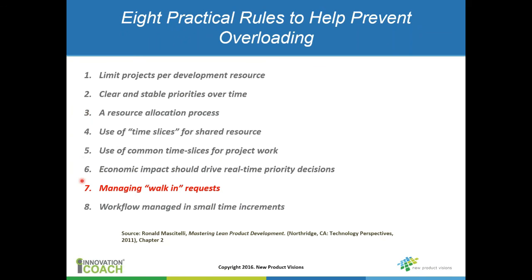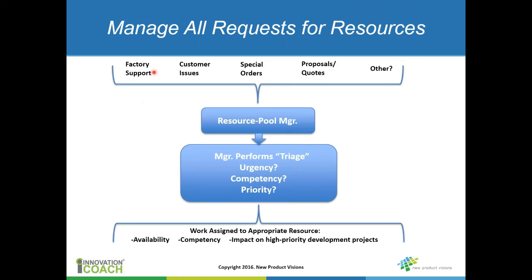So walk-in requests can come from anywhere. They can come from the factory in terms of manufacturing support. They can be customer issues. They can be special orders, maybe proposals and quotes, all kinds of other loads on that resource. All this stuff is really what constitutes that general support line within that resource allocation spreadsheet. So you really have to think about that, and if all of these requirements are going directly to the resource, then you have no control over that.